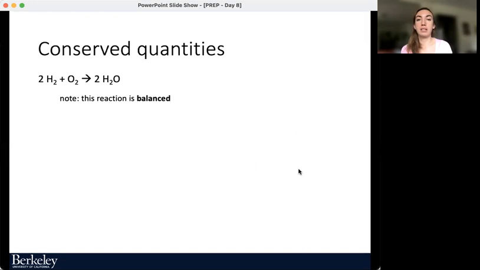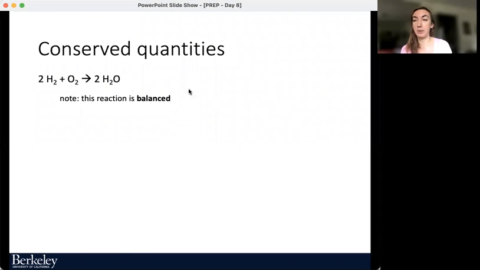So we're going to talk about what quantities are conserved and what are not, and I'll talk about what that means. I'm taking this reaction as an example: 2H2 plus O2 goes to 2H2O. You'll notice that I have balanced this reaction already. I have 4 hydrogen atoms on the left and 4 on the right, and 2 oxygen atoms on the left and 2 on the right.